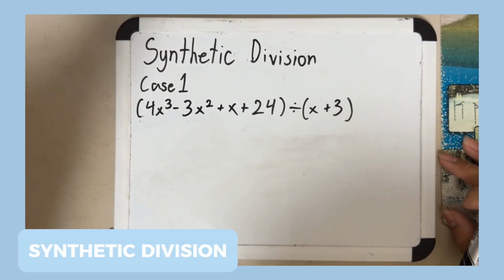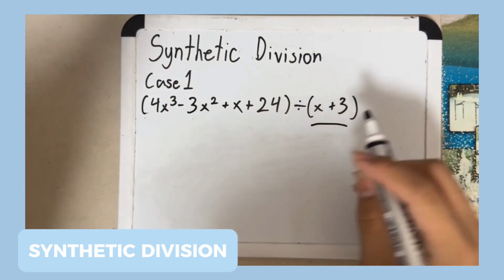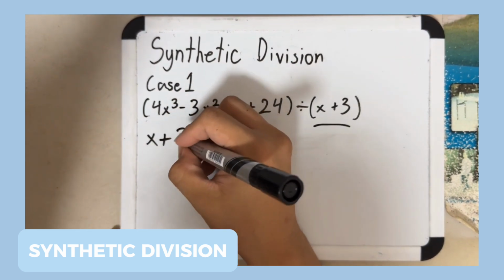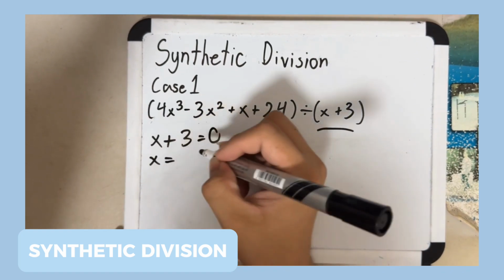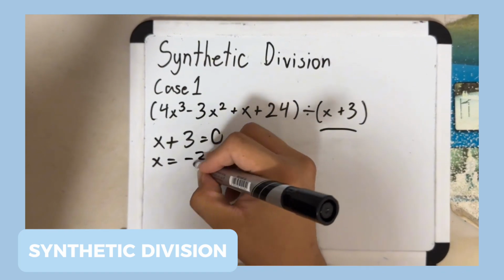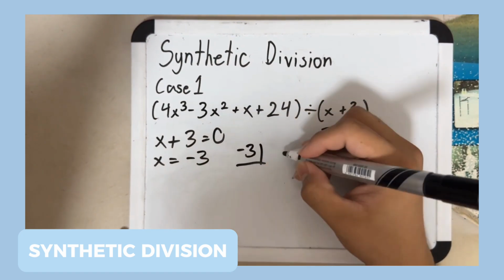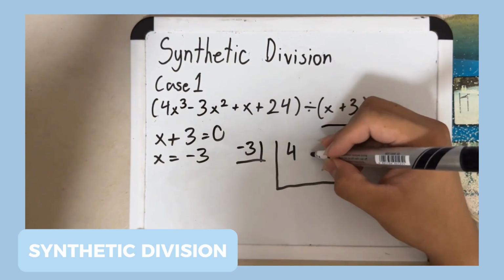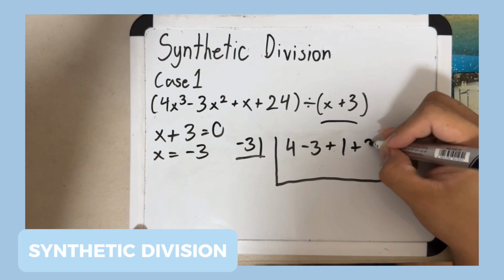I'm going to be teaching synthetic division. The first step you will be needing to take is to equate x plus 3 to 0. X plus 3 equals 0. Then x will be equal to negative 3. You will be needing to put the negative 3 here and put the coefficients inside this: 4, negative 3, plus 1, and plus 24.